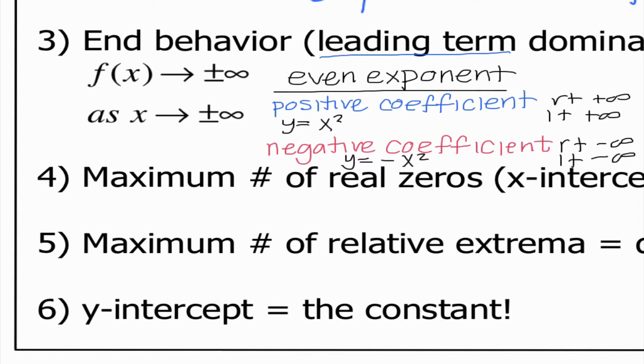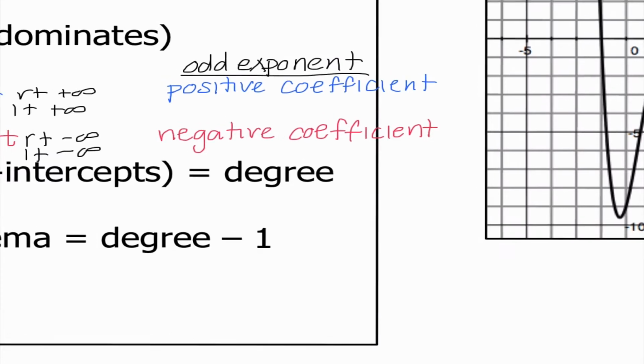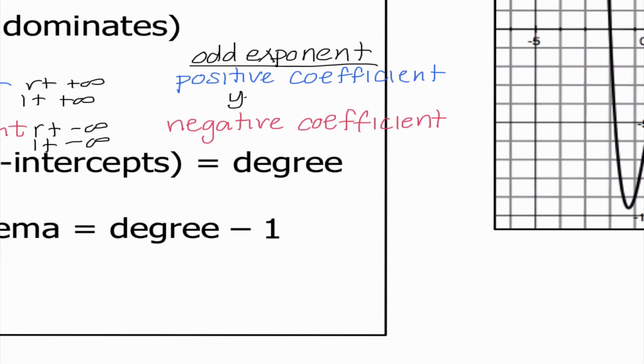Okay, so if you're getting confused, I always tend to think back to a basic example. Even if it said y equals x to the 4th, I might just think about y equals x squared because I know how that behaves. Now our other option is if we had an odd exponent. So let's say we had a positive coefficient like y equals x cubed. We know that to the right it would be going to positive infinity. However, to the left it would go to negative infinity because it is increasing across the domain.